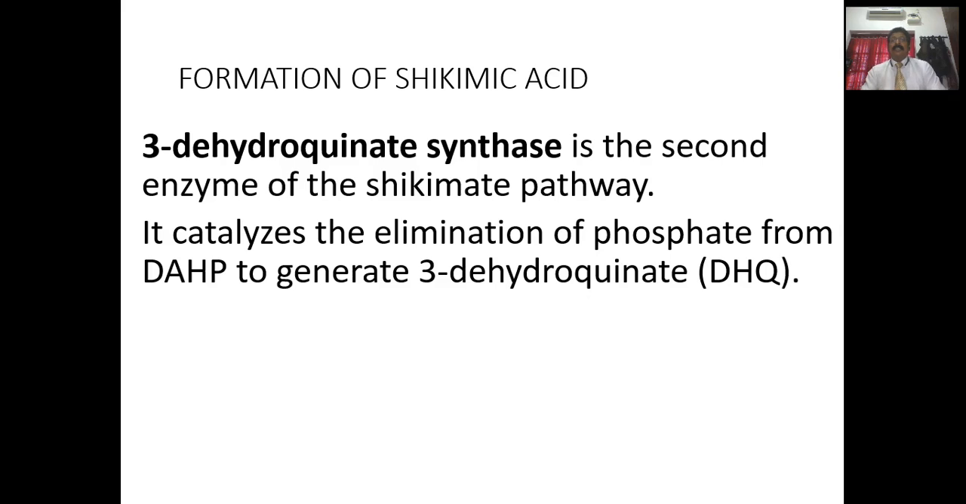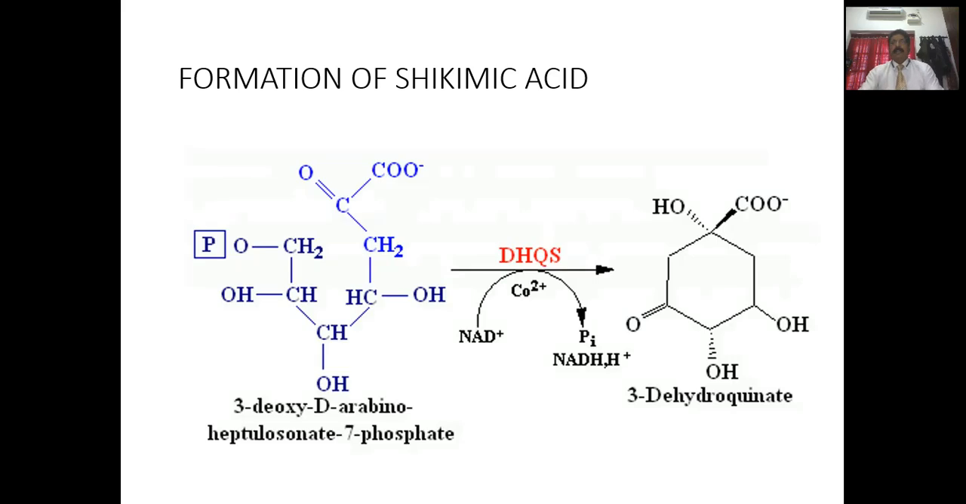A second enzyme of the Shikimic acid pathway, it catalyzes the elimination of phosphate from the dehydroarabinoheptulosonate to generate the dehydrocunate. And you can see here, structure-wise I have shown, 3-dehydroarabinoheptulosonate 7-phosphate is converted into dehydrocunate by means of the enzyme dehydrocunate synthetase. So the enzyme is very simple. You can just write it, and the cofactor NAD is converted into NADH.